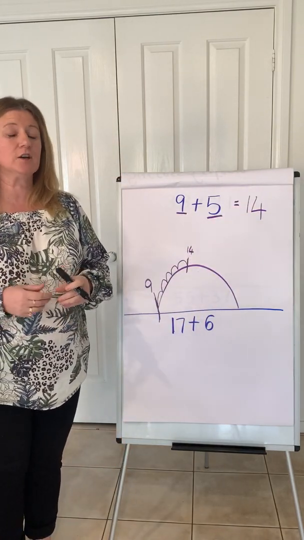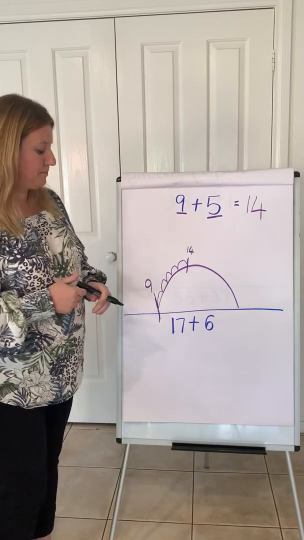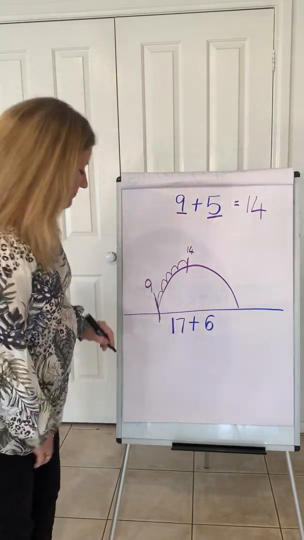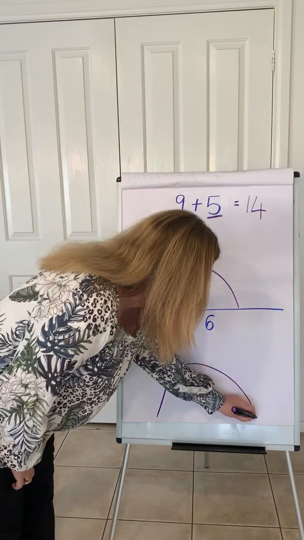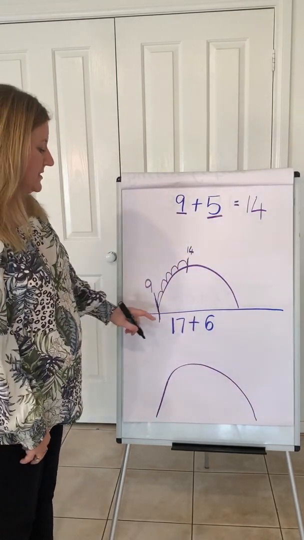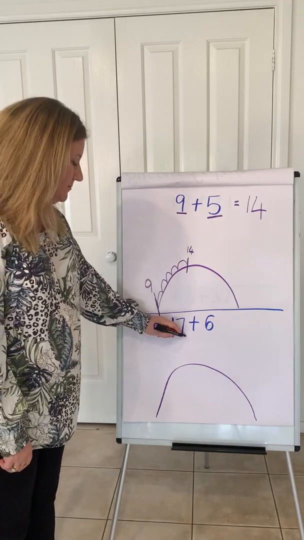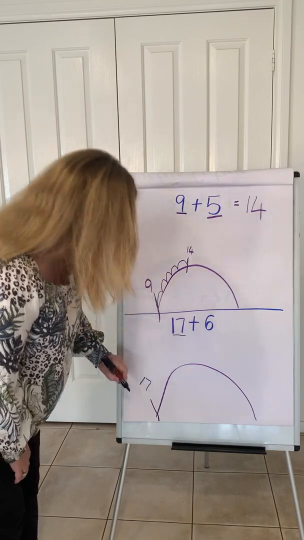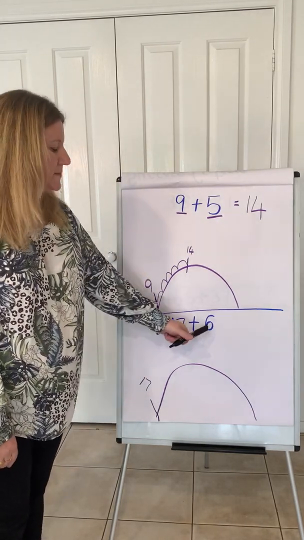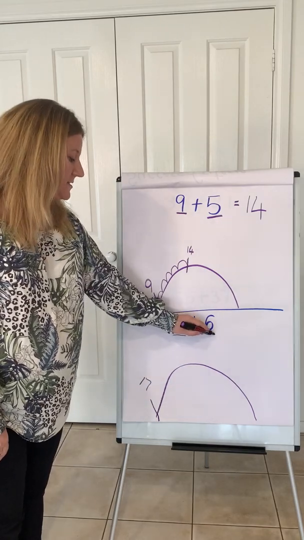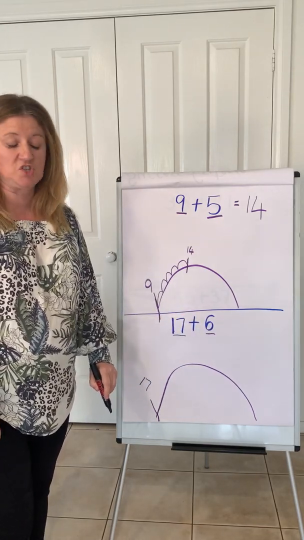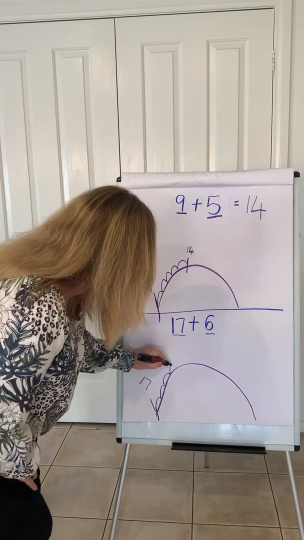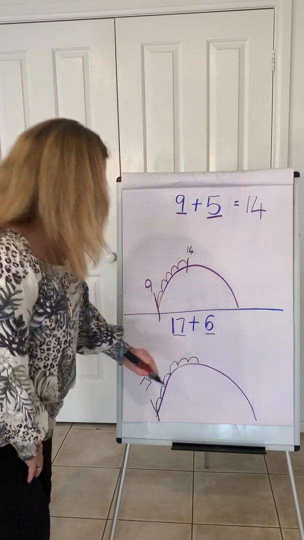Okay, let's move on now to a harder sum. 17 plus 6. Once again, I draw my curved line. I start with my largest number, which is 17, and I write 17 here. How many jumps do I do? That's my second number, and it's 6. So I do 6 small jumps. 1, 2, 3, 4, 5, 6.